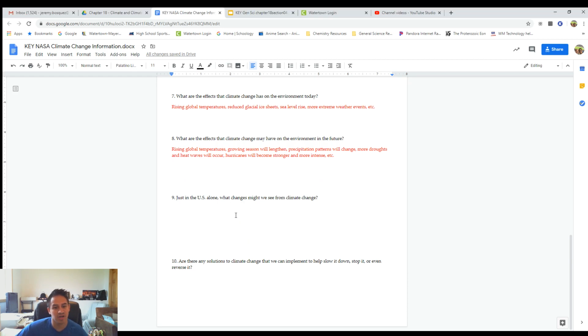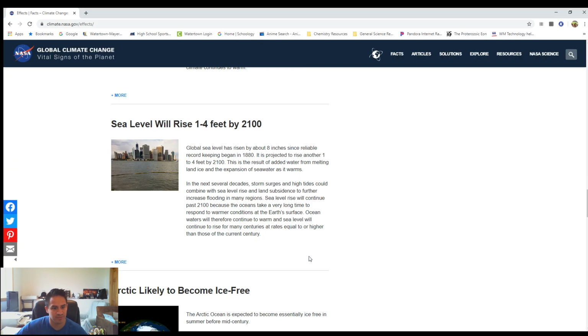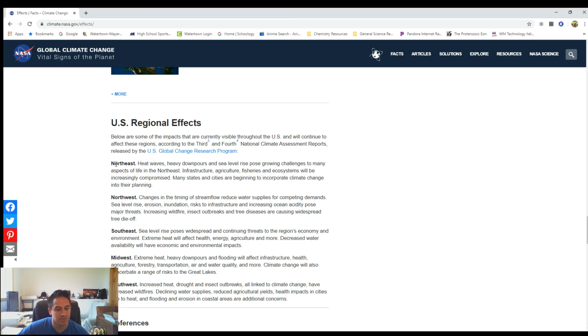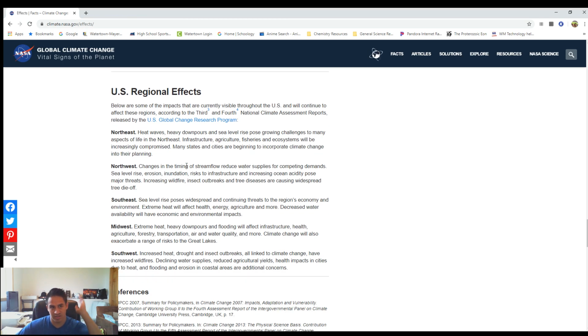All right, so then number 9 says, just in the U.S. alone, what changes might we see from climate change? So I think on that same page, if we keep scrolling down, it has stuff about just the U.S. So it says U.S. regional effects. So below are some of the impacts that are currently visible throughout the U.S. and will continue to affect these regions. So in the Northeast, so that's like New York, Maine, places like that, heat waves, heavy downpours, sea level rise pose growing challenges in many of those in the Northeast. Infrastructure, agriculture, fisheries, ecosystems will be increasingly compromised.